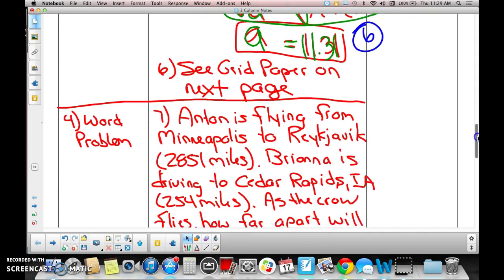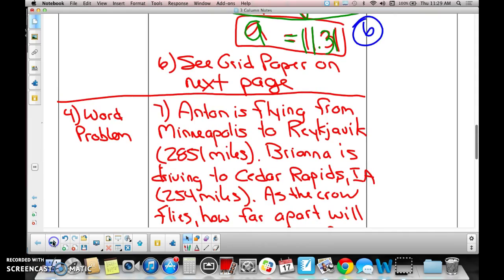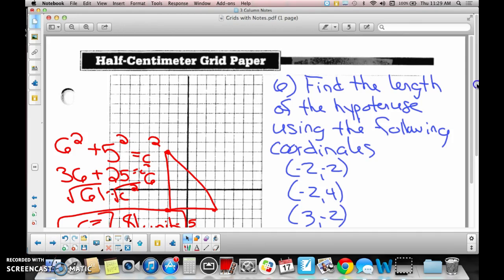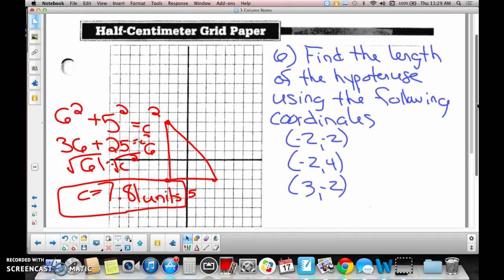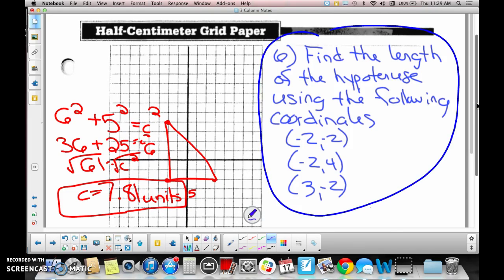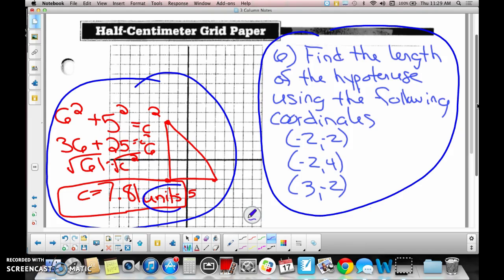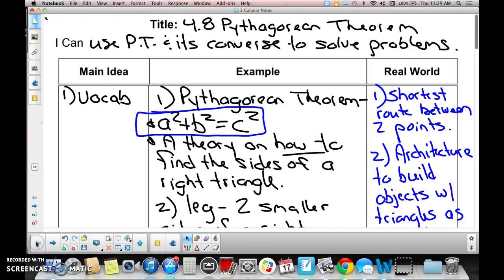We did do an example on grid paper that is going to be important because you're going to see these again. So essentially, if you look at the blue here on number 6, you were given this, and you needed to take that to get this. So you needed to graph the points or plot the points, figure out what was being asked of you, do the Pythagorean theorem to solve, and then we are answering in units because we didn't give you a unit measurement, which a lot of you missed. So don't forget about your labels.